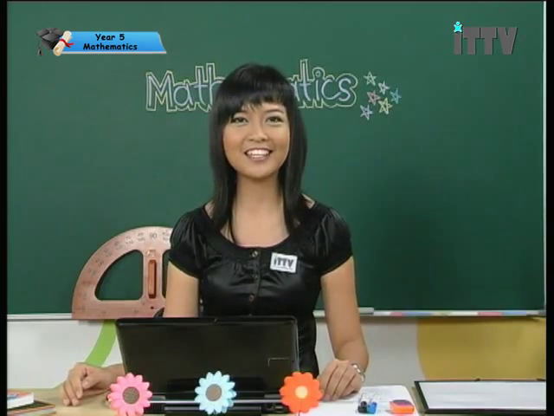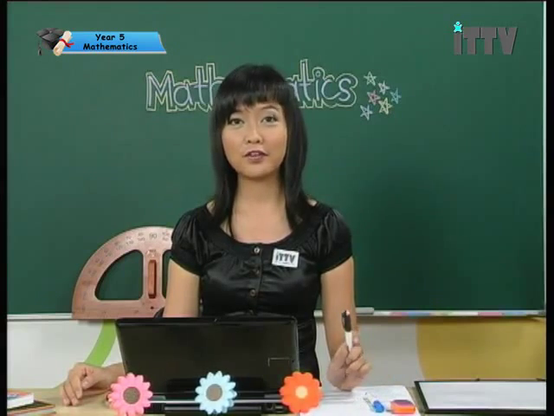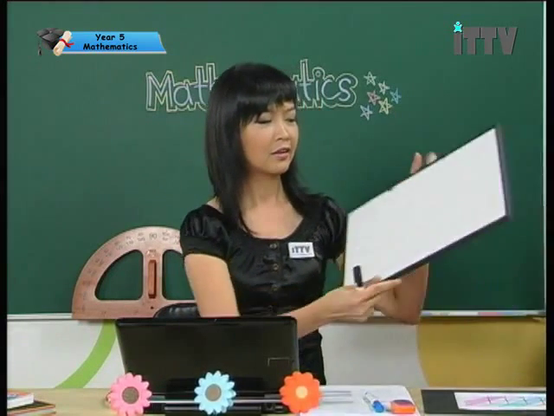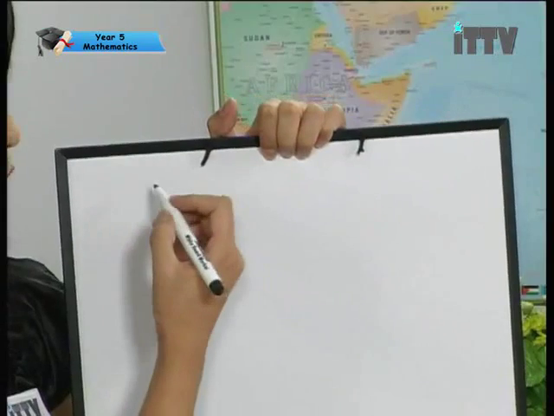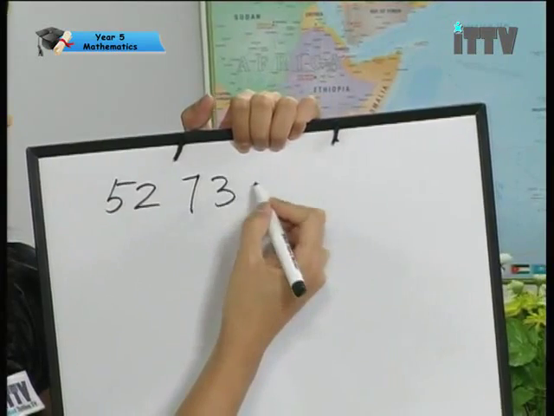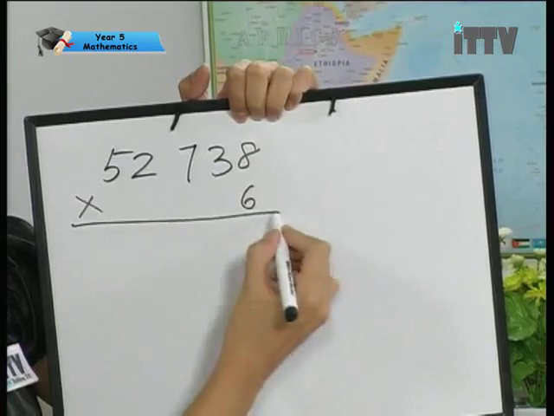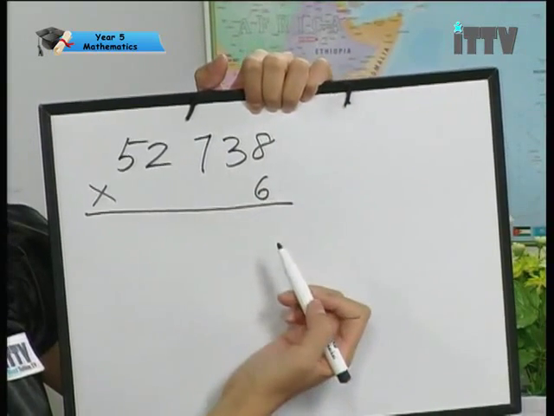Okay, now everybody, let's try out some questions with multiplication. The first question for you is, multiply 52,738 by 6. Now, we have learned in Year 4 Mathematics how to multiply. Let's try this out using the vertical form. Okay, now from the question, we have 52,738 multiply by 6. Now, what's 8 times 6?